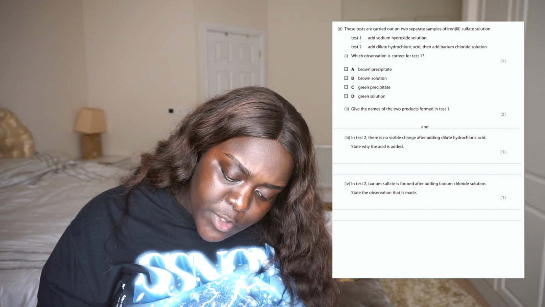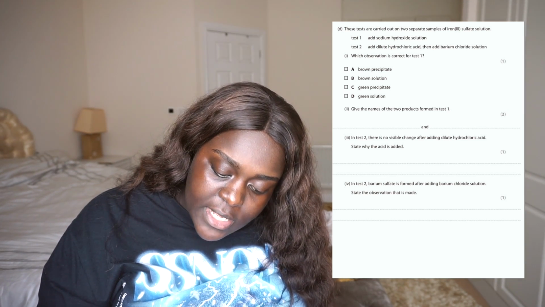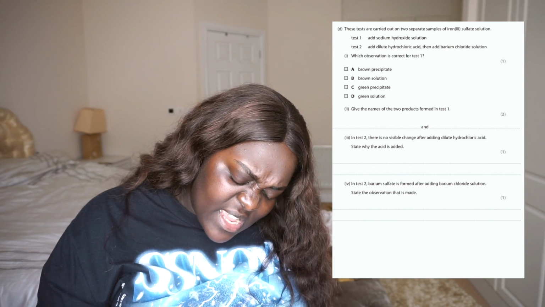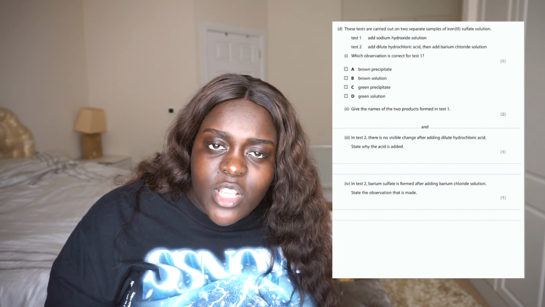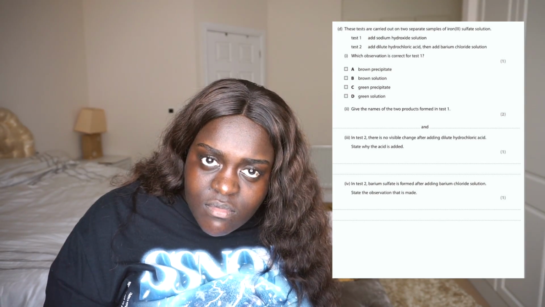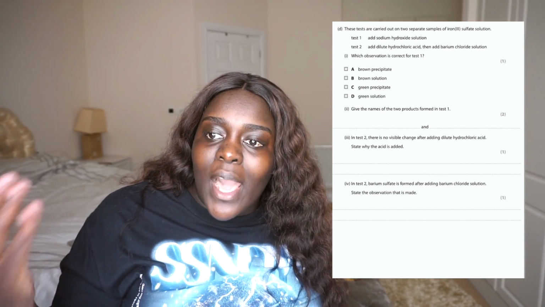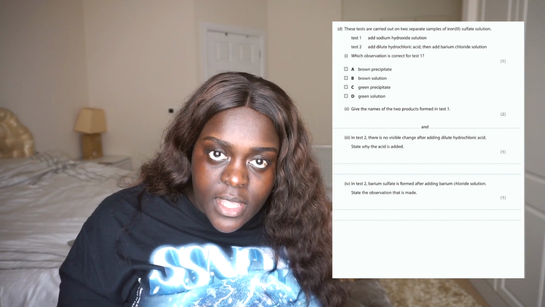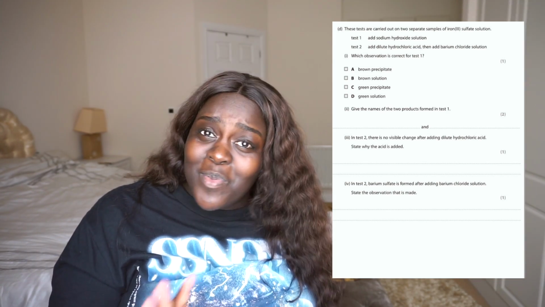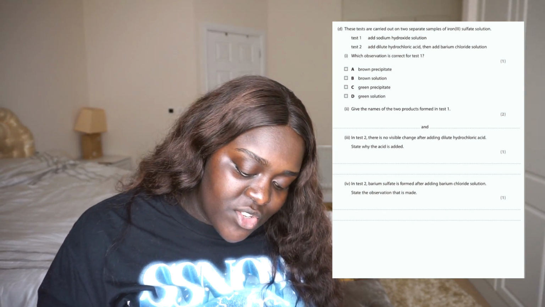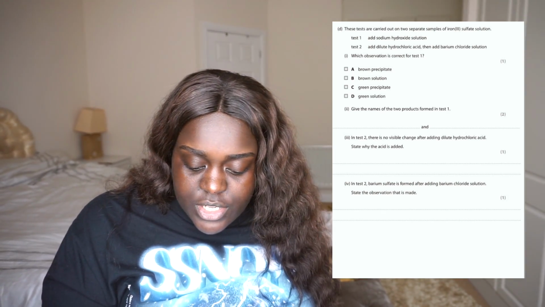In test 2, there's no visible change after adding dilute hydrochloric acid. State why the acid is added. But if there's no change, why would you bother adding acid in the first place? If you're adding acid, surely you're adding it because you want to see something, ideally. Some people in chemistry, they do things for decoration. Do you know what? I don't know.